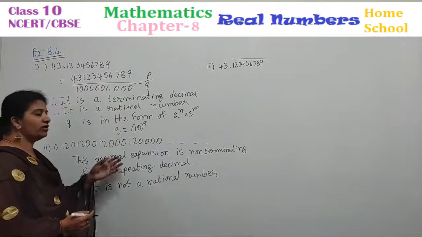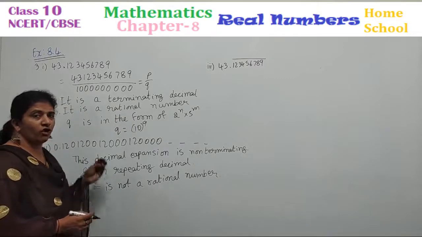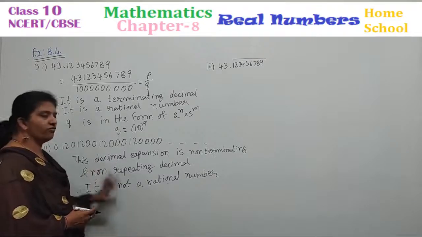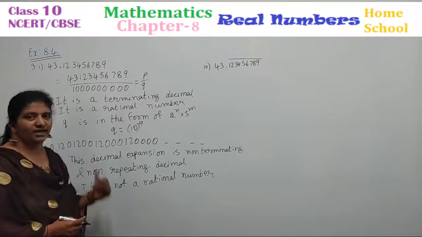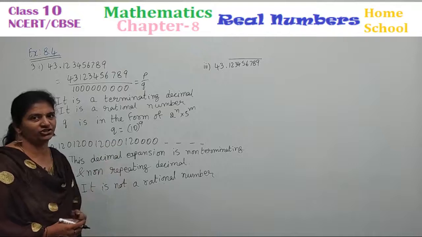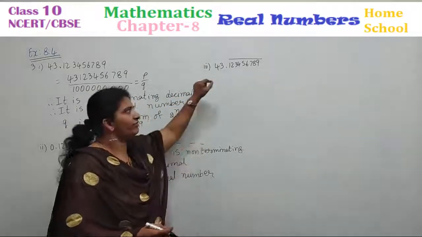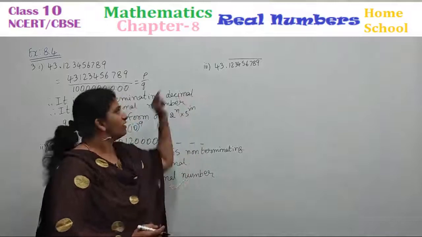Okay, so we cannot convert it into a rational number. So how can we get the P by Q form and the Q value? We can't say. So therefore it is not a rational number. Irrational number decimal expansion is this. See the third one, a little difficult, understand carefully.